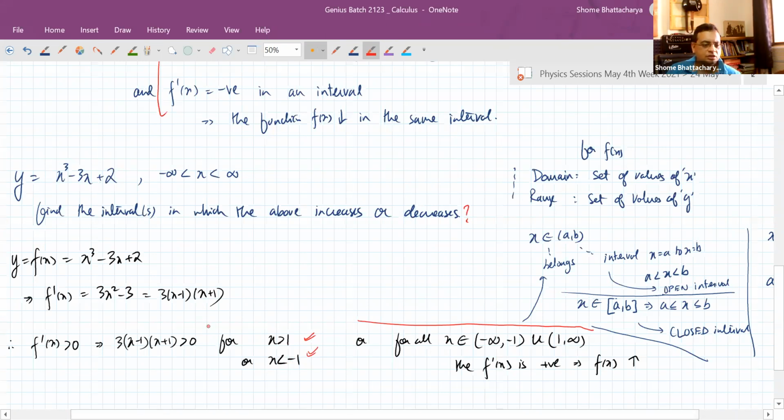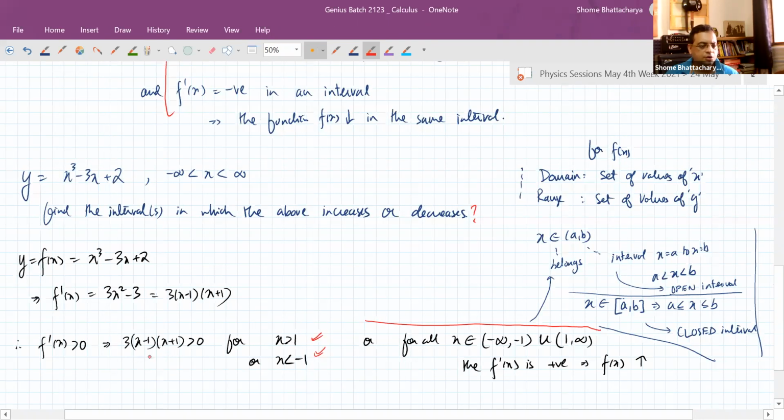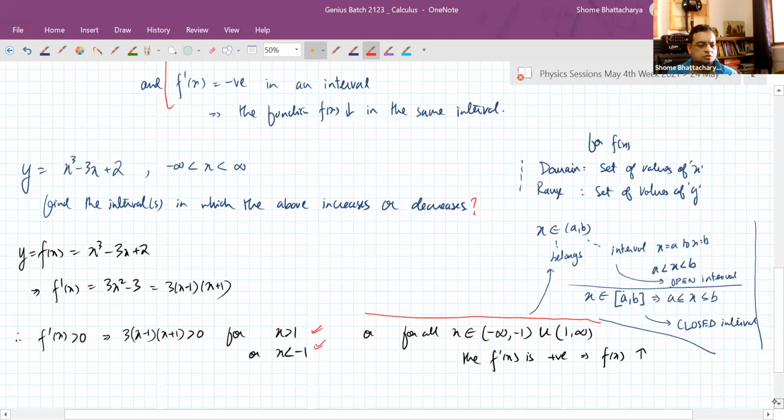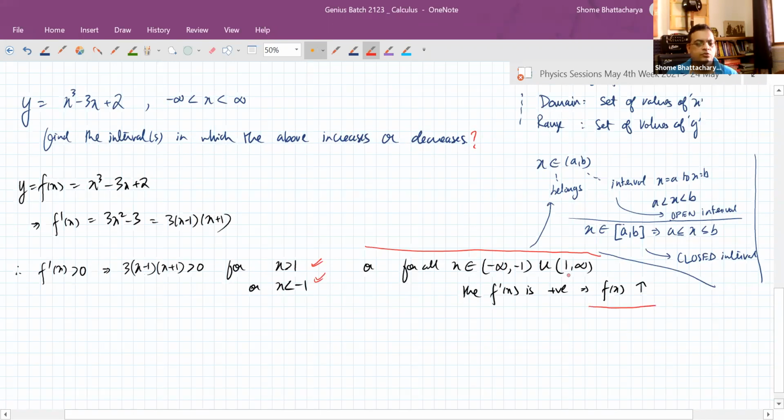Okay, so hope it is clear to all of you how this is coming up, because we've got the derivative as the product of these two things, x minus 1 and x plus 1. Now you can see that for x less than minus 1, both of these quantities are negative. So the product becomes a positive quantity. Whereas for x greater than 1, both of them are positive. So the product becomes a positive quantity. Whereas the moment we take x in between minus 1 and 1, you can see that x minus 1 will be a negative quantity, whereas x plus 1 will be a positive quantity. So their product will become negative.